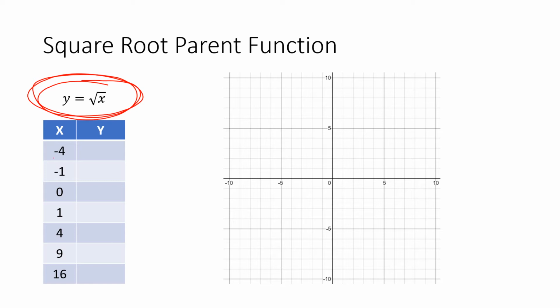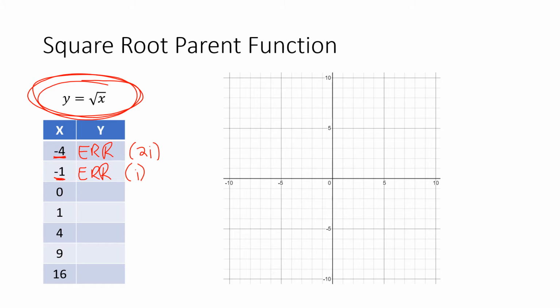If you plug in -4, the square root of -4 will give you an error if you're using the calculator. This one doesn't exist, right? We actually know that the square root of -4 would be an imaginary 2, so it wouldn't actually appear on a normal coordinate grid. Same thing with -1. If you plug in -1, the square root of -1 would also give you an error on a calculator, because technically the square root of -1 would be 1i, an imaginary number, which would not show up on a regular coordinate grid.